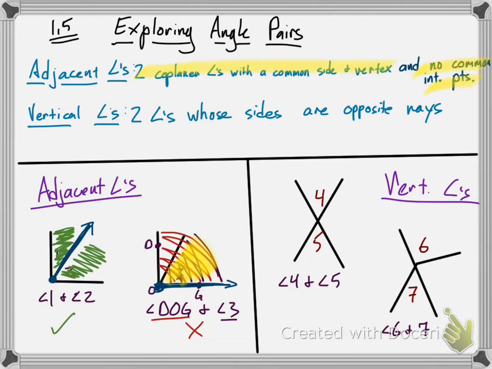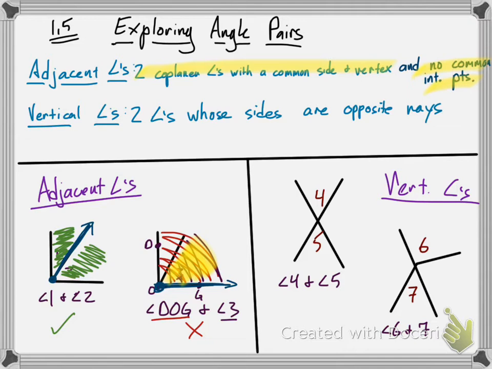Okay, they are not beside each other. Actually, we have an angle inside of a larger angle. So these would not be considered adjacent angles, even though they share a common side and vertex. They do share common interior points, which goes against our definition.